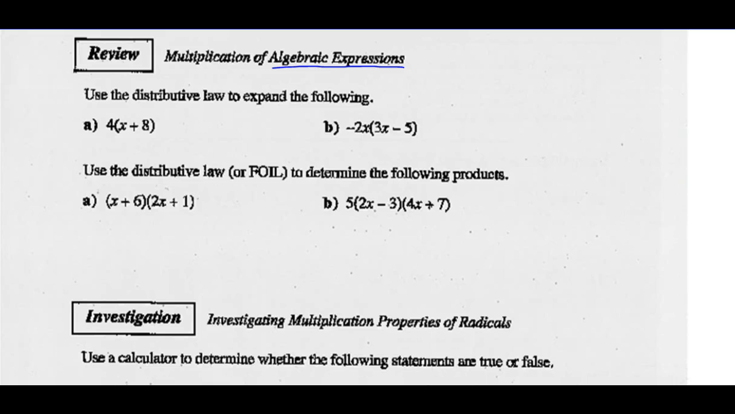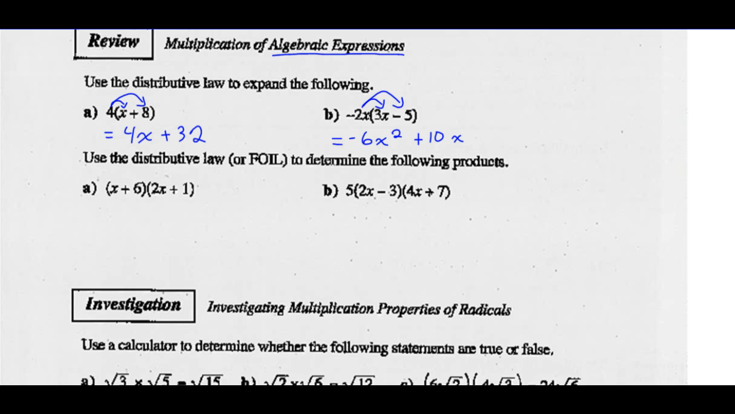Recall that every number inside the bracket will be multiplied by the number outside. So 4 times x is 4x, and 4 times a positive 8 is a positive 32. Same thing in part B. Using the distributive rule, we're going to distribute the first term, negative 2x, and make sure it gets multiplied to every term inside the brackets. So negative 2x times a positive 3x is negative 6x squared, and negative 2x times a negative 5 is a positive 10x.